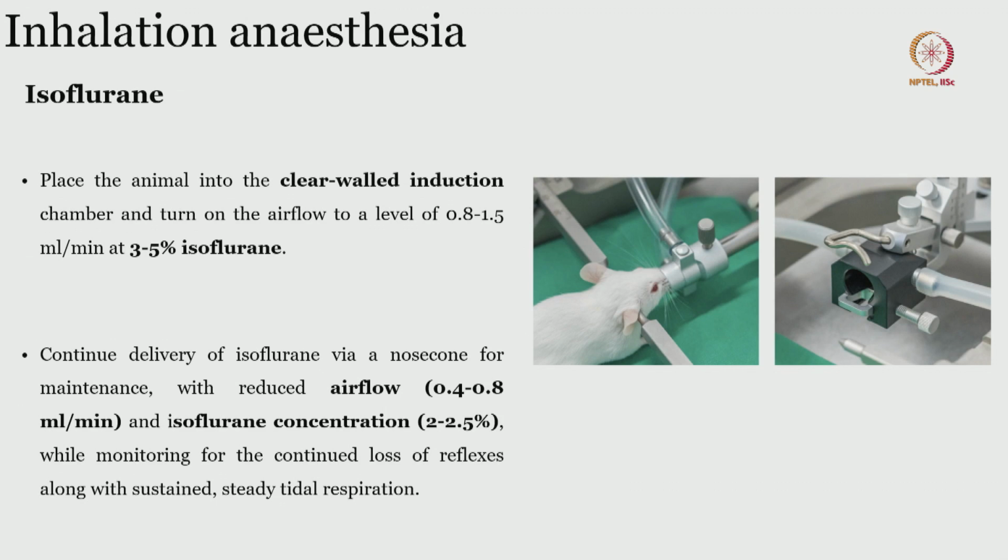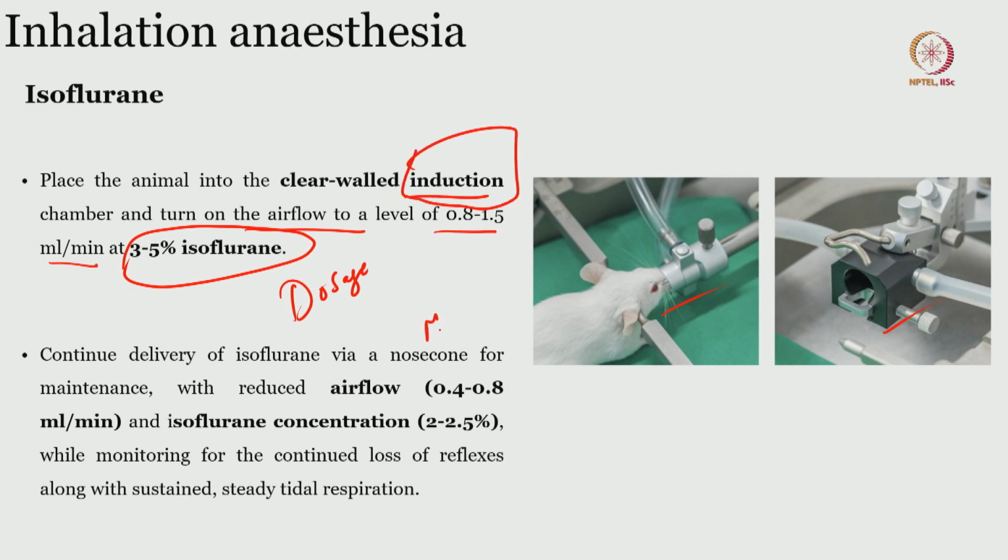So, briefly about the most common drug that is used for inhalational anesthesia. As you all remember, that is the method of delivery, and the animal needs to be placed in the clear-walled induction chamber. Then you will turn the airflow to a level of 0.8 to 1.5 ml per minute, which will have 3 to 5% of isoflurane. That is the dosage, for induction. For the maintenance, via the nose cones which are in the stereotactic apparatus, you will reduce the airflow to 0.4 to 0.8 ml per minute, and the concentration will also come down to 2 to 2.5%, while monitoring for continued loss of reflexes along with sustained steady tidal respiration.